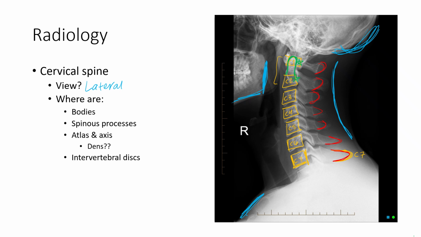And now where would your intervertebral discs be? Well, those are going to be between the bodies of the vertebrae, right? So these spaces in here are going to be filled with the intervertebral discs. And remember, in a regular x-ray, in a regular radiograph, we're not really going to be able to see them because they're not actually all that dense. Certainly not as compared to bone.